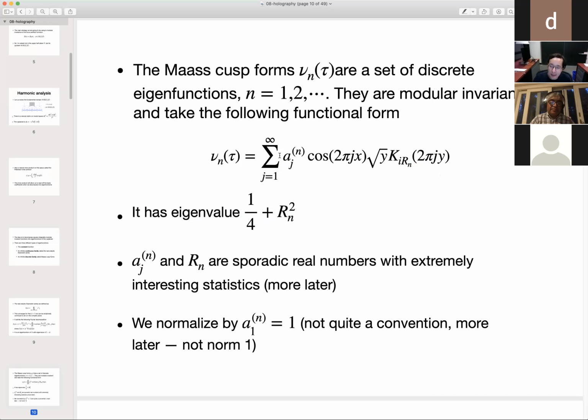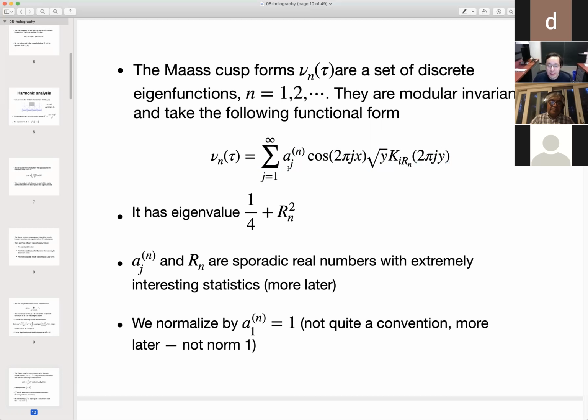Of course, these a sub j's are only defined up to scale, so I can normalize it any way I want. And I'm going to normalize it so that the first coefficient is 1. This is a little bit of a strange convention because under this normalization, this function does not have unit norm. But as a choice, it's just a normalization, and it's going to turn out to be convenient later.